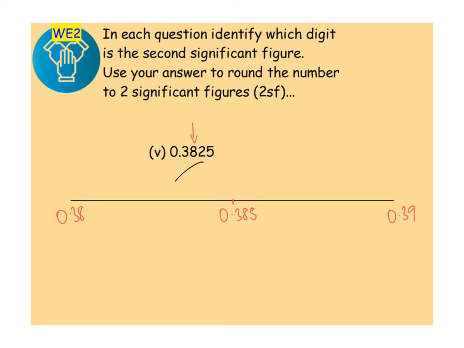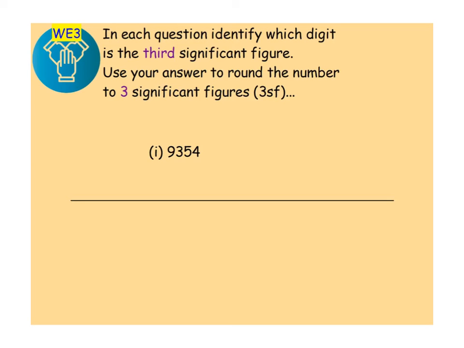0.3825 is less than that, so this is nearer to 0.38 to two significant figures. So you've had a look at rounding to one significant figure and two significant figures. I'm sure you can imagine what's coming in worked example 3. So I think you can pause the video and have a go at this question without me teaching you any more. Hopefully you've had an attempt at that question now, so I'll go through it.